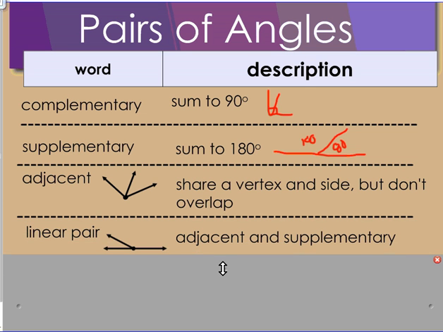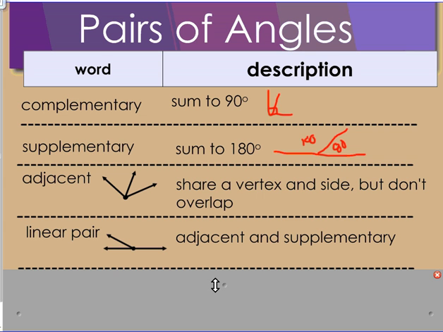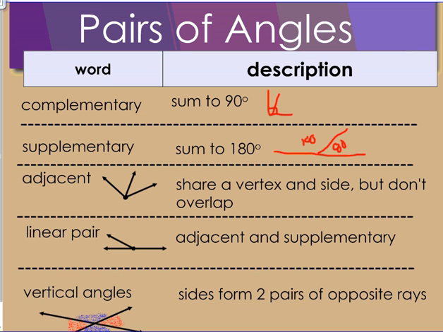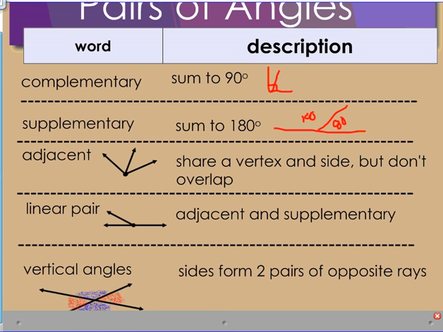The next one we have is a linear pair. A linear pair is when the angles are both adjacent and they're supplementary. So together they create a line, or 180 degrees, a supplementary pair. The last vocabulary word we have is vertical angles.